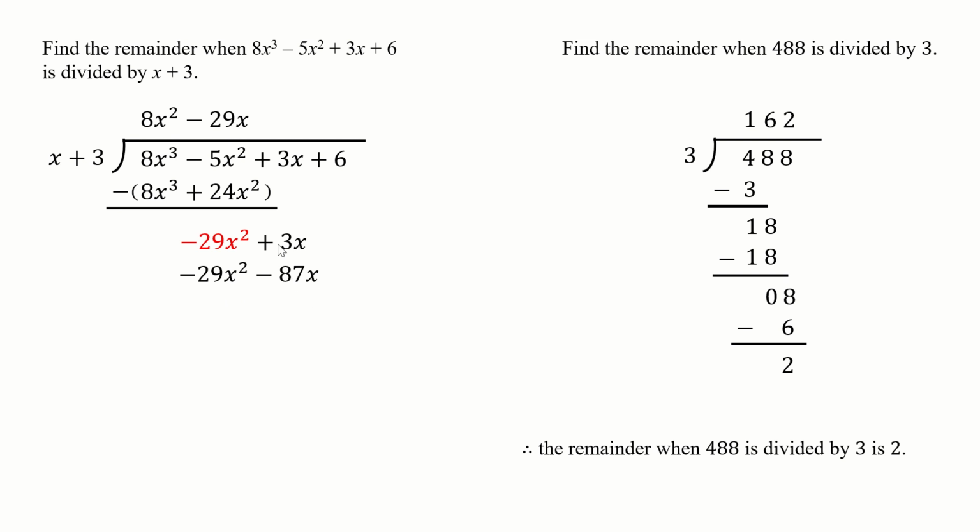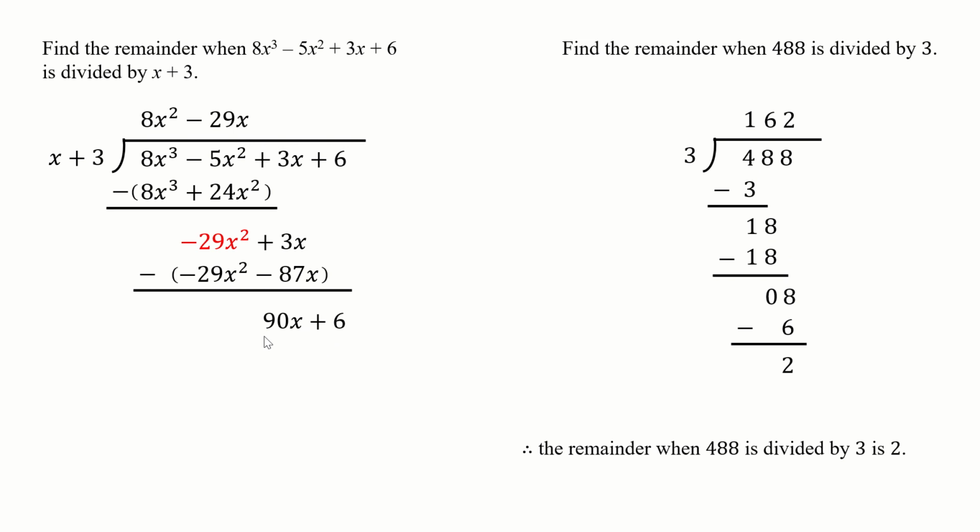I'm going to consider the difference again. So I put a negative sign and a bracket around negative 29x squared minus 87x, and find the difference. Once again, negative 29x squared is gotten rid of. The term with the highest degree is gotten rid of. And that's the purpose, because we want to get rid of the highest degree step by step, just like the case for numbers, where we get rid of a number, then move on to another by bringing down another number into the long division. So I get 90x plus 6.